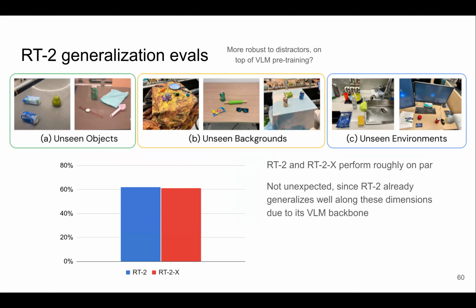But what's maybe most exciting is the generalization. So these are generalizations across the axes I talked about before, where there's unseen objects, backgrounds, environments, and we basically keep the same.